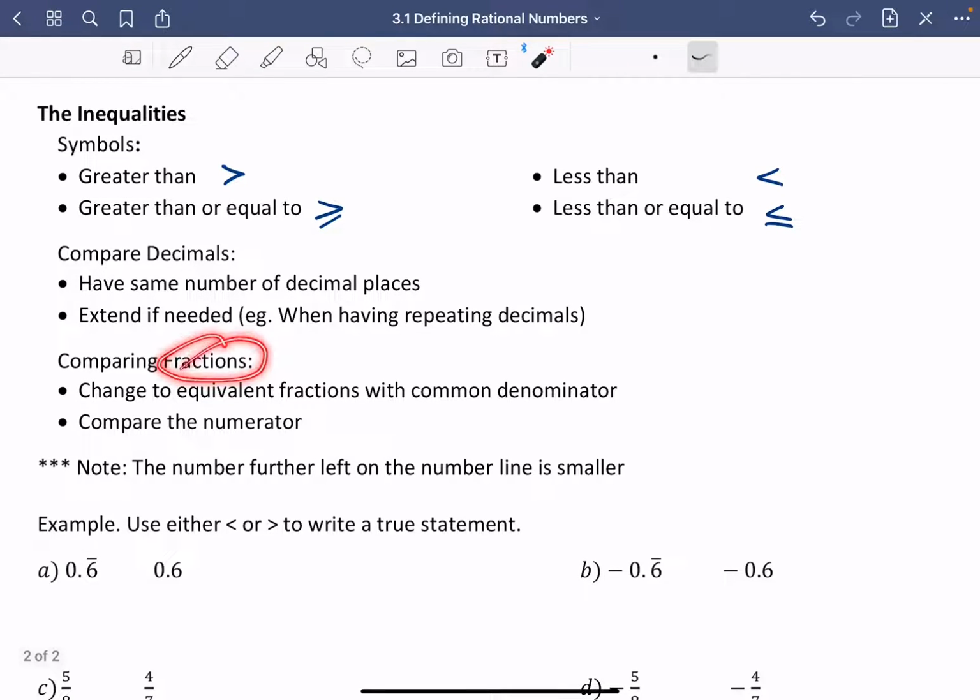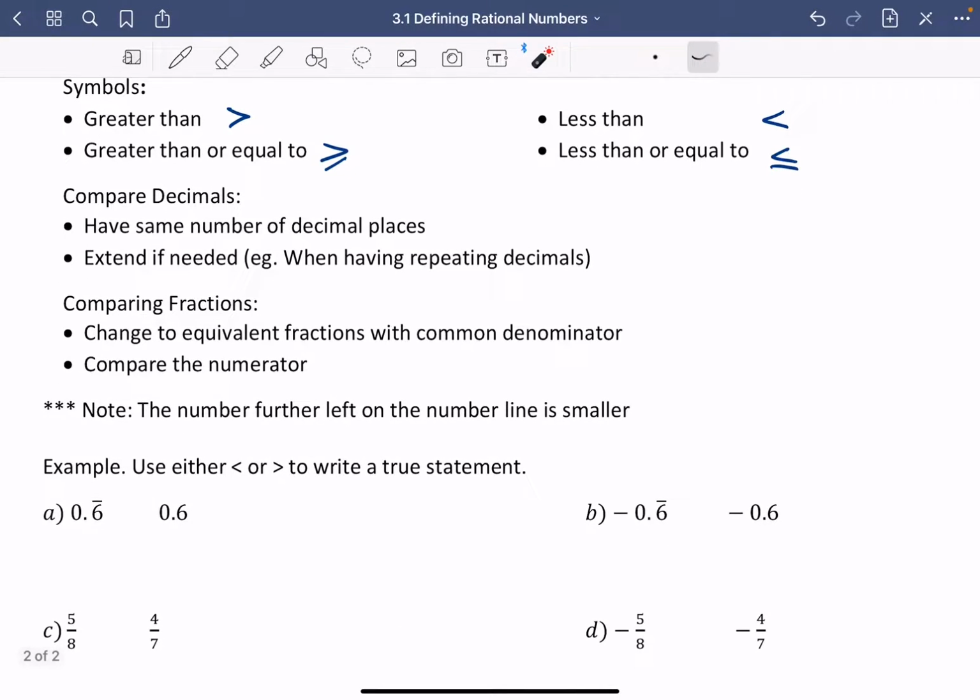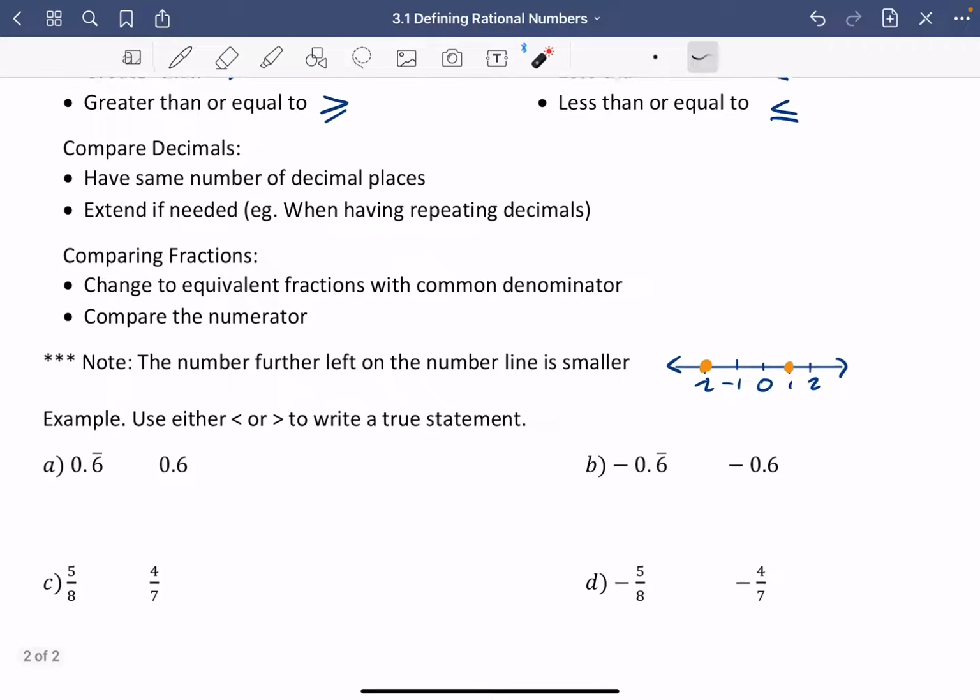Okay, and if you're comparing fractions, you'll need to change the fractions to equivalent fractions with the same denominator, a common denominator, and then compare the numerators. Okay, and just a note that the number further on the left of the number line is smaller. Let me show you an example. For example, 0, 1, 2, -1, -2. If I'm comparing -2 and +1, which one is further on the left? Of course, -2, right? And we know that -2 is smaller than -1. So the number further on the left is always smaller. Okay. Now let's do some examples together.